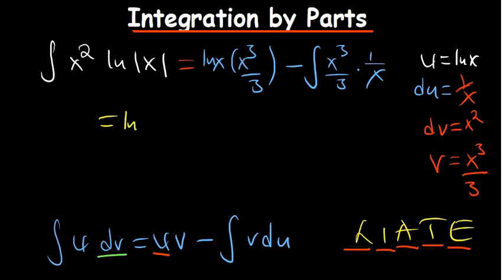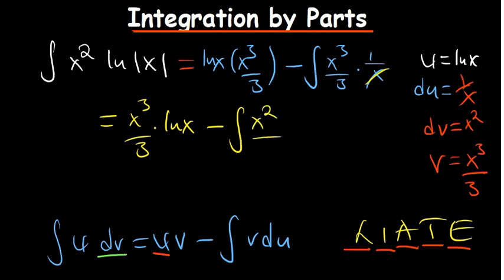So this will reduce to natural log of x. We can start with the algebraic function preferably. So we have x to the power 3 over 3 times natural log of x minus. The x can divide with an x there, remaining with x squared over 3. Just one more step, we can integrate this part. We integrate by adding a 1 to the power and then dividing by the result. If we add a 1, it's going to give us a 3, and then we divide again by the 3, which will now give us a 9.